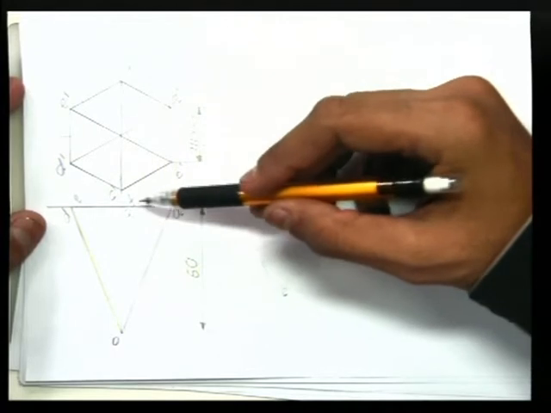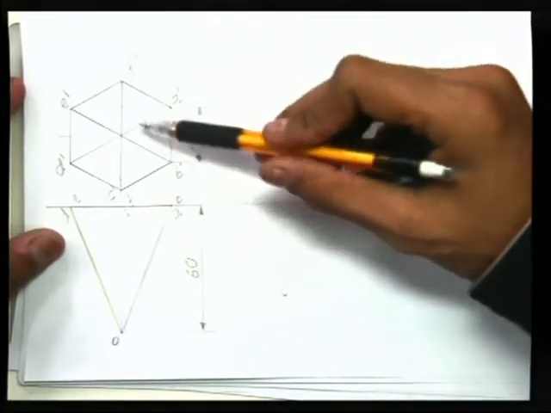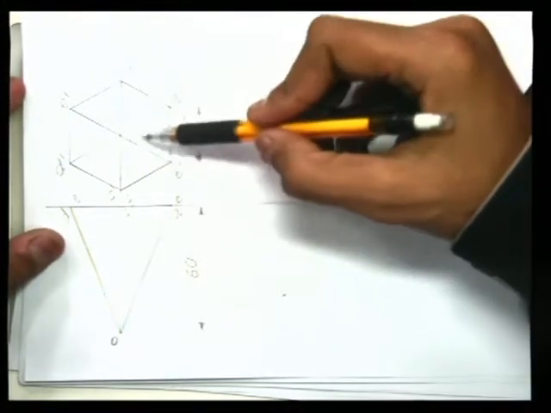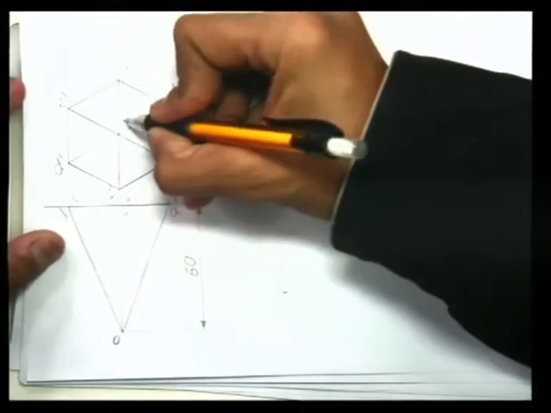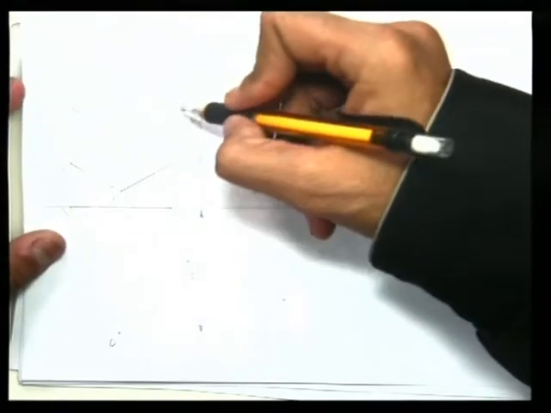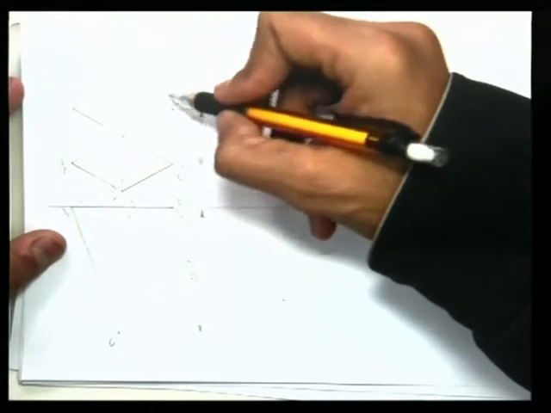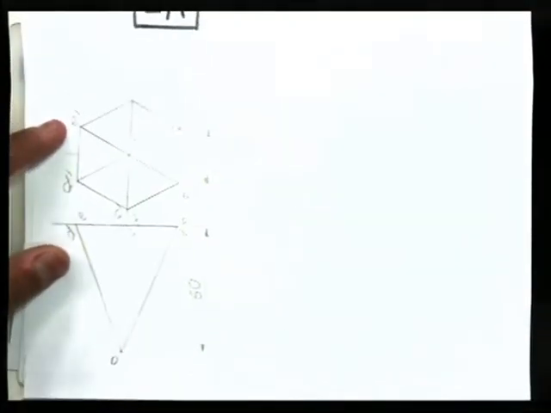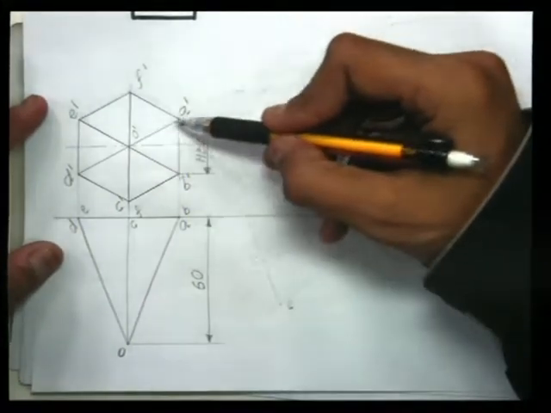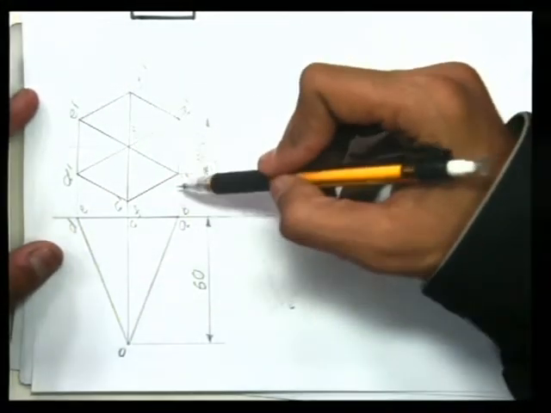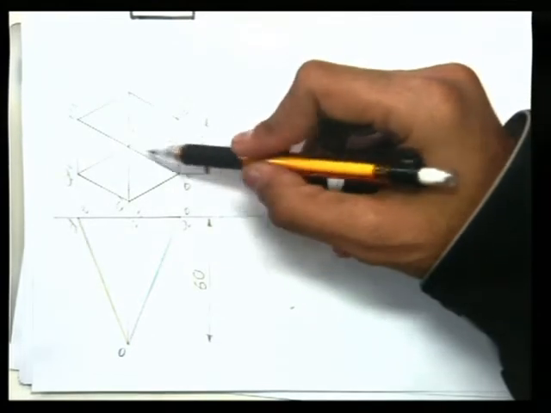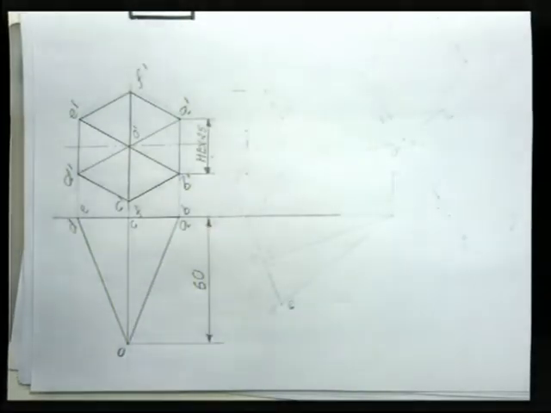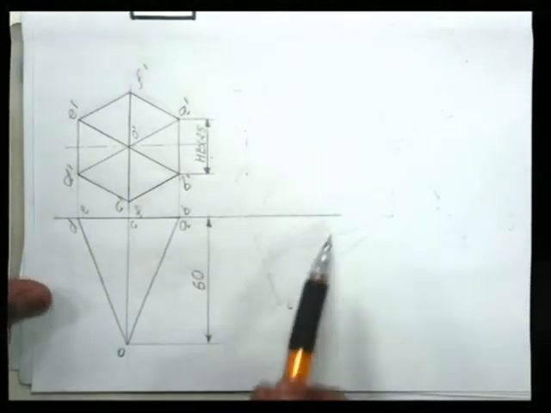Here it is given that it is lying on its triangular face. So this pyramid has 6 triangular faces. If this is apex point O dash, then O dash A dash B dash, O dash A dash F dash, and so on, 6 triangular faces are there. Let me assume that it is lying on this triangular face O dash A dash B dash. So this triangular face means OAB would be on the XY line.